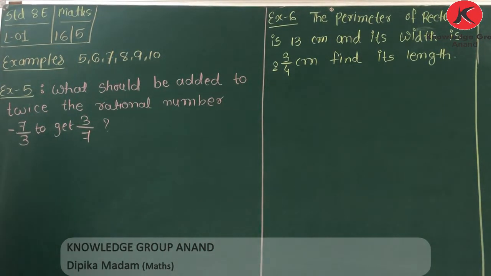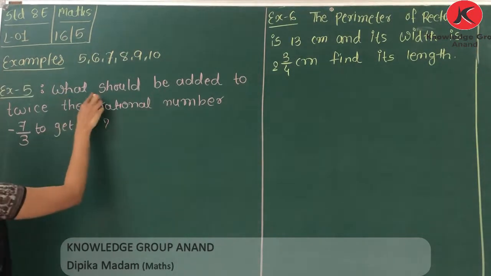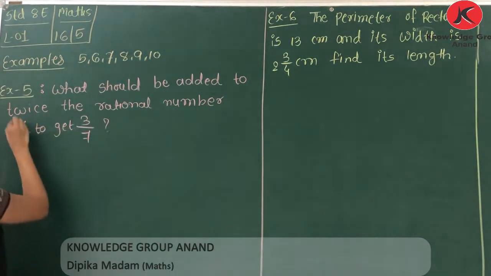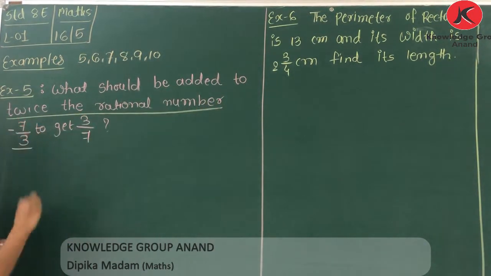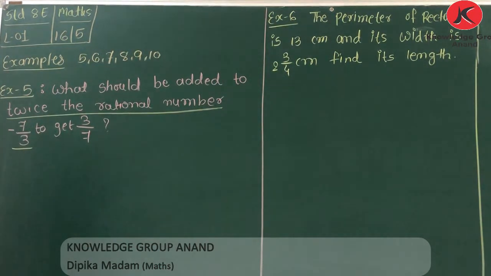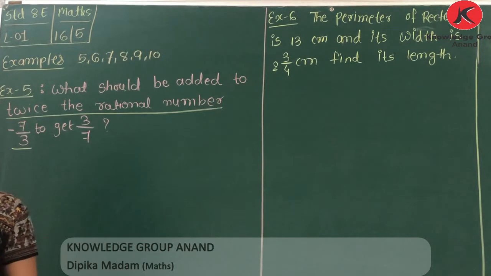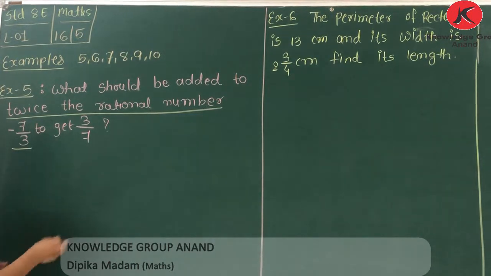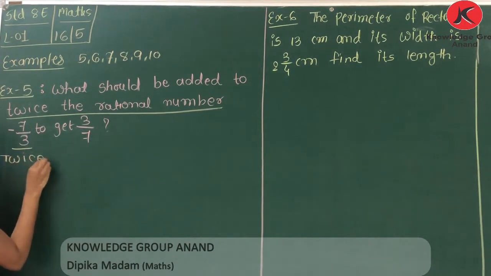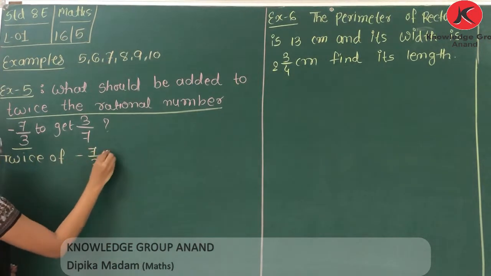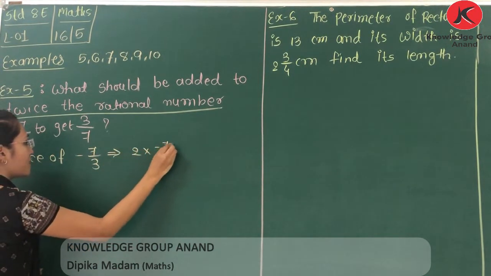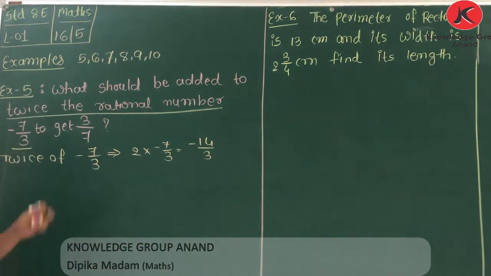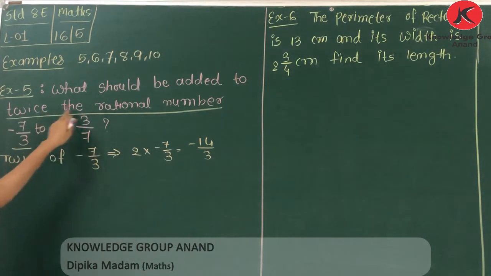Okay. Example 5. The statement of example 5 is: what should be added to twice the rational number -7/3? Twice means multiply by 2. You have to multiply -7/3 by 2. So first of all, twice of -7/3 is 2 multiply -7/3, that is -14/3.